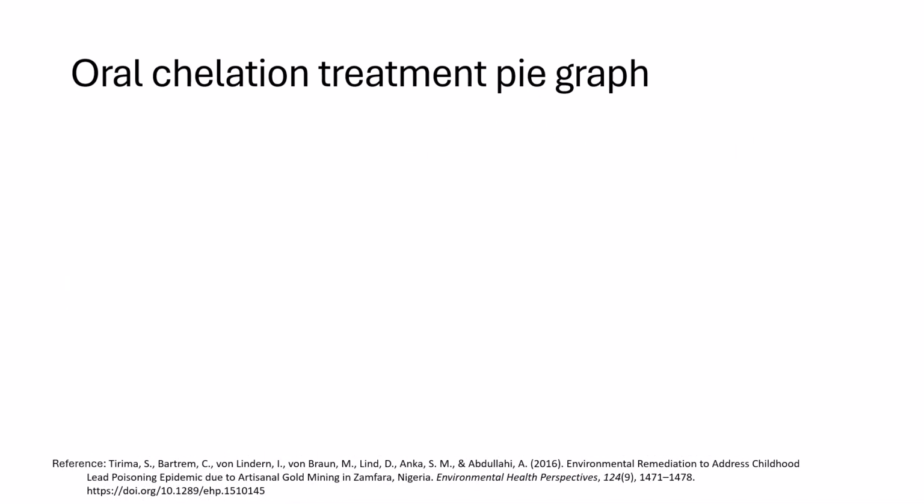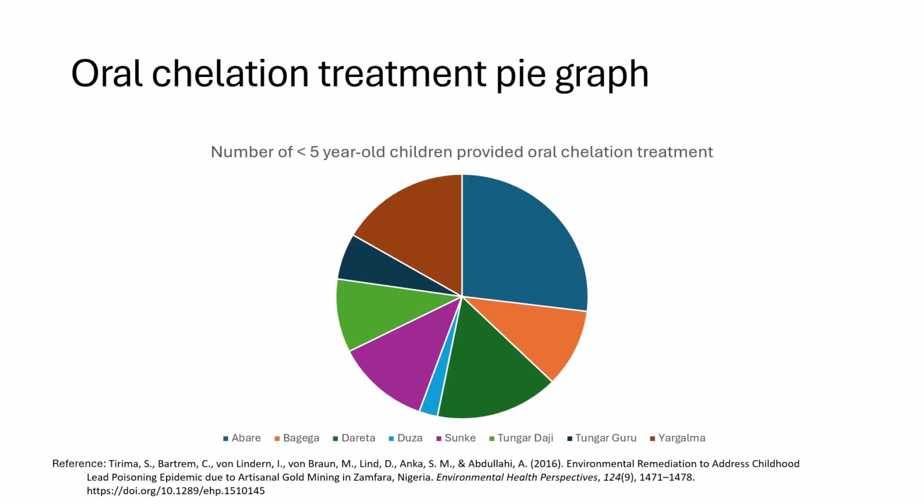So, the oral chelation treatment pie graph. This pie graph is focused on data collected about the number of children who have received oral chelation treatment for lead contamination during the remediation phases, which were mentioned in the previous slide. This data was collected from 2010 until about 2013, and from the chart we can see that Ibarra, in the medium blue, had about 633 total treated, which is a large number of children, and it's also the highest number treated within Zamfara.